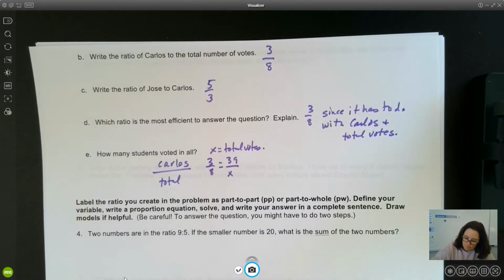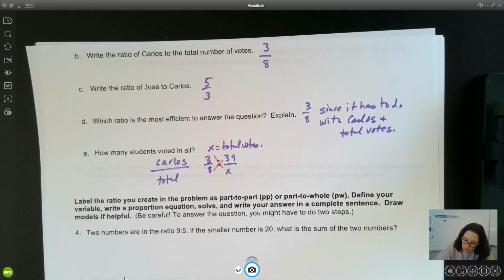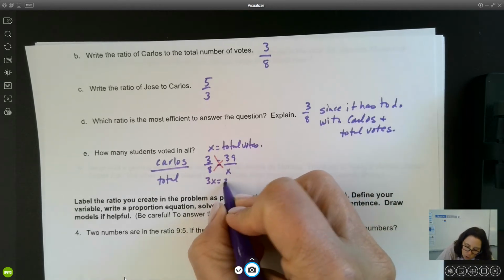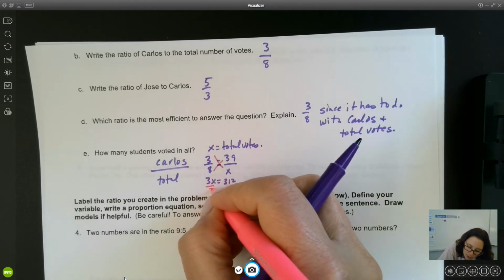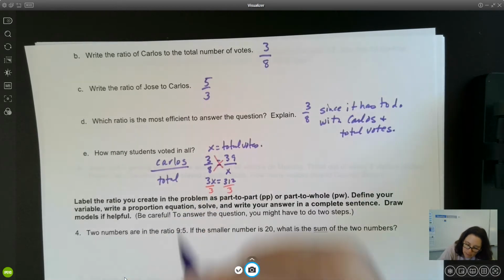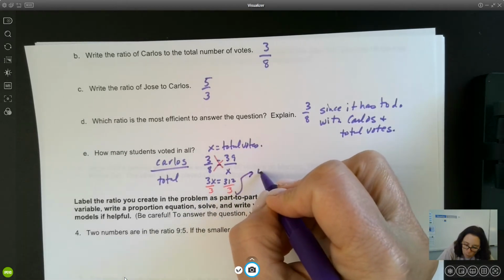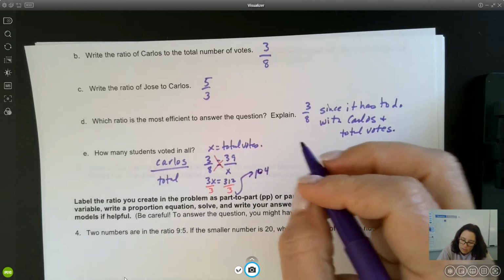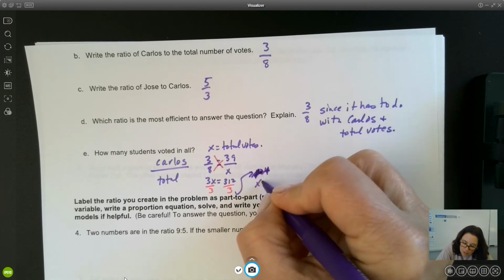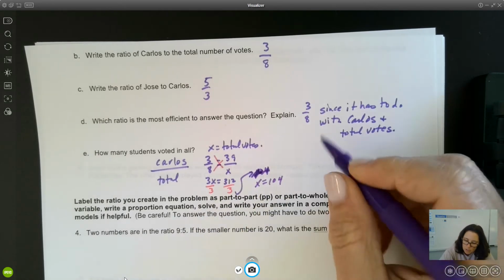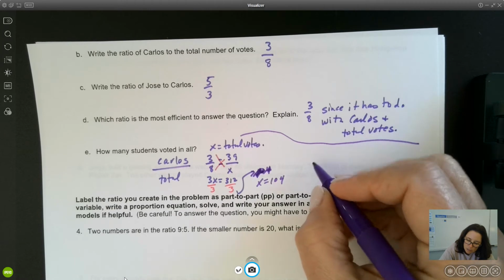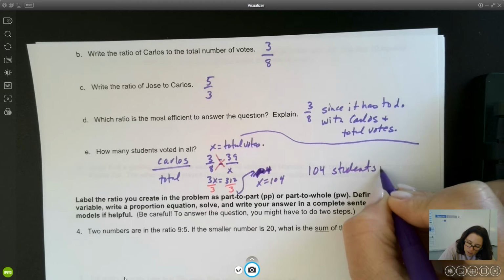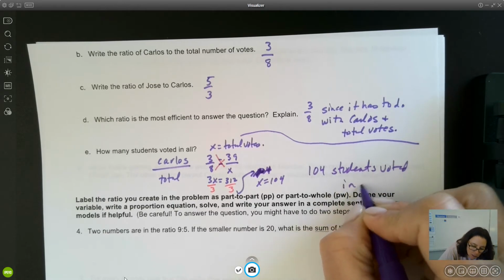All right, we're gonna 3x equal whatever 39 times 8 is. 3x equal, and that comes out to be 312. Divide by 3. Again, I'm out of space. That gets me 104. Sorry, x equal 104. So the answer to this would be 104 students voted in all.